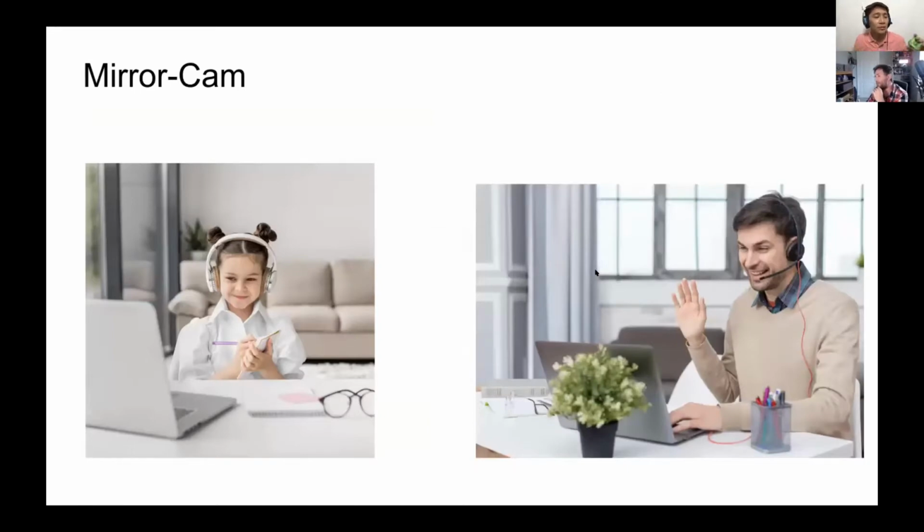In a real life scenario, in this case, as we all know, this pandemic is going on right now. For example, the student right here on the left is taking notes while the teacher in the right-hand corner is teaching. And with the help of a device like a MirrorCam, we can make the entire learning session more efficient, more effective.